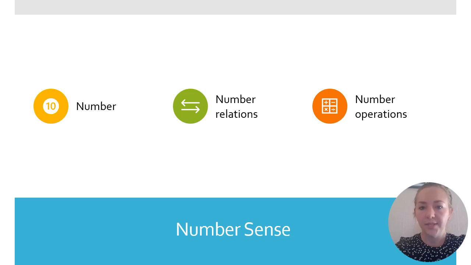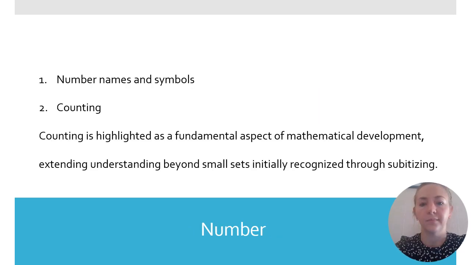So when we look at number sense, we look at 3 key components: number, number relations, and number operations. So number sense is a child's knowledge of those 3 areas, and it involves both verbal and written symbolic representations. So when we look specifically at number, we are going to cover 2 key areas. The first is number names and symbols, and how we develop that from grade R to grade 3, and then we are also going to look at counting extensively.